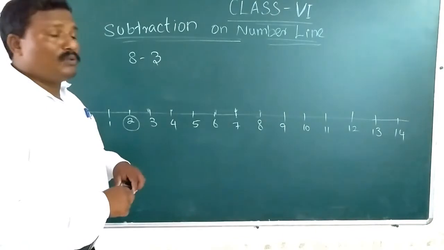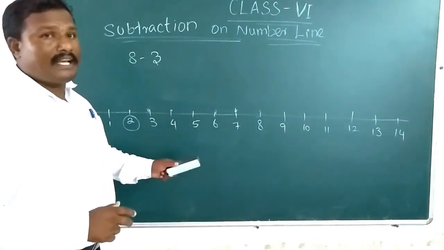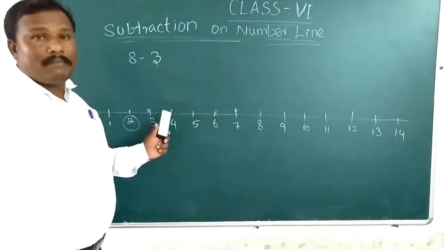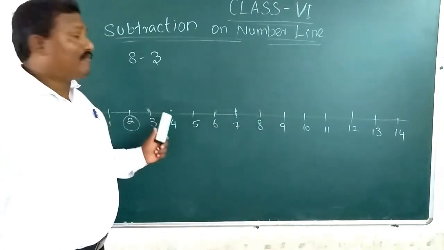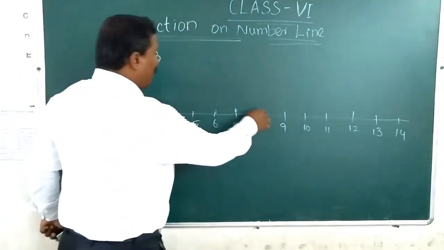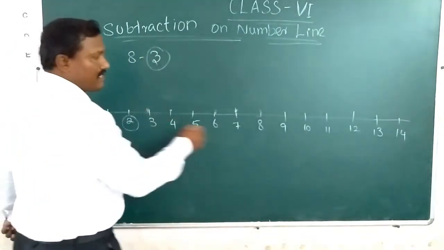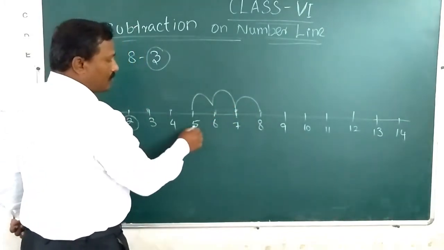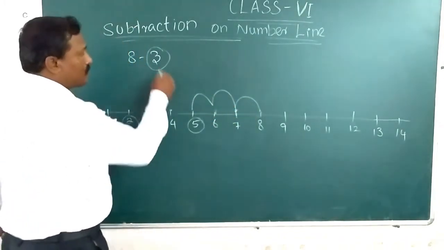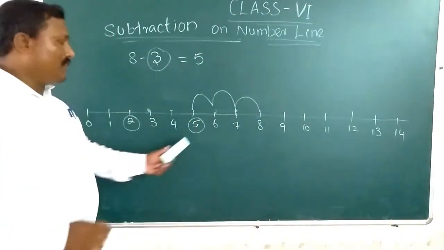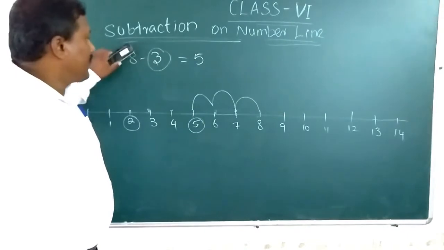I told you, when you subtract by using a number line, you start with the bigger number and go to the smaller number. So from right to left. So here 8 minus 3, I start at 8. How many jumps do you have to jump? 3 times. So 8 to 7, 1, then 2, then 3. So the number is 5. So 8 minus 3, the answer is 5. The number line also shows 5. Then let's take another example.